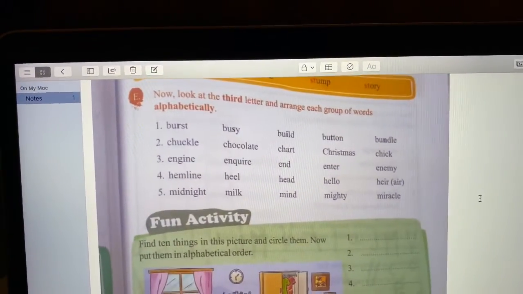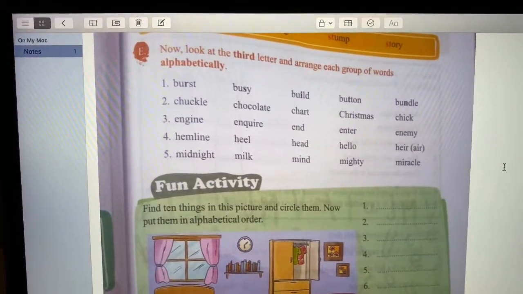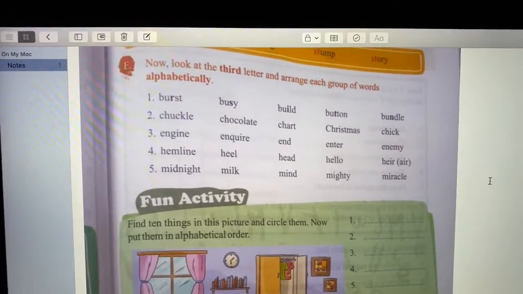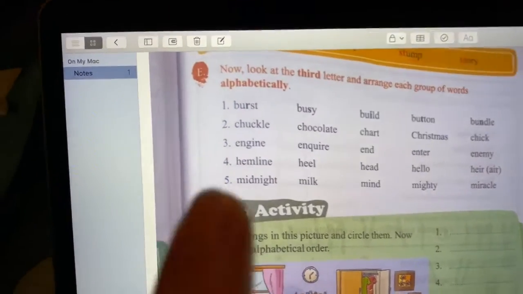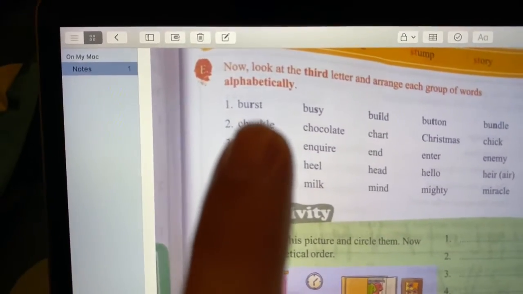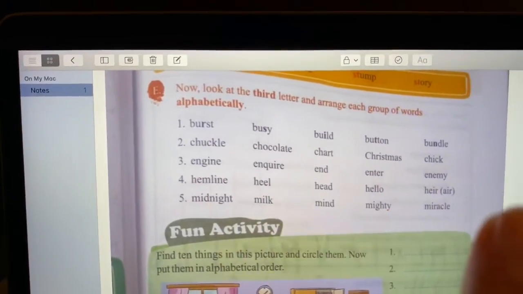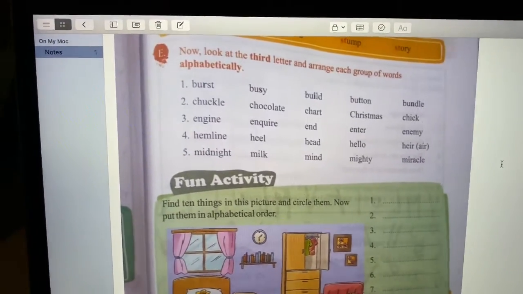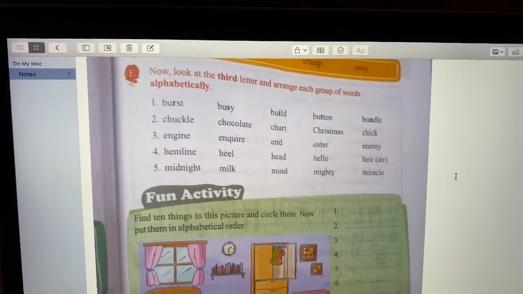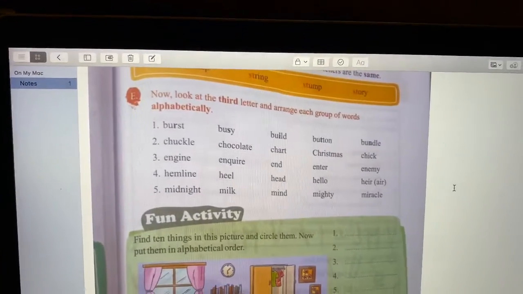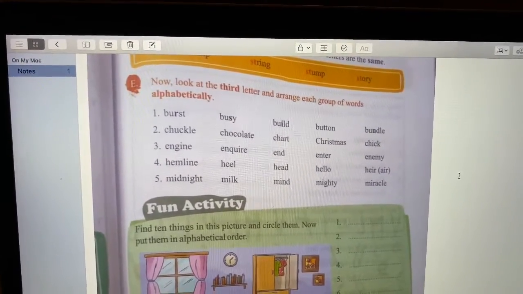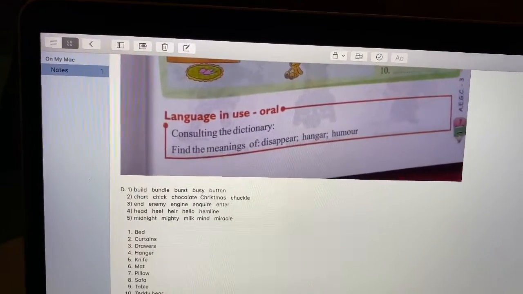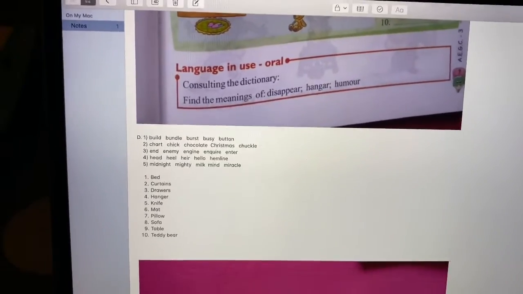Moving on to the next exercise, you now have to look at the third letter and arrange each group of words alphabetically. So over here you need to arrange them looking at the third letter. Over here the first one is already highlighted, R, S, I, T and N. So you need to put these in order using the third letter in every word. The first one says burst, busy, build, button and bundle. In order, the first one is going to be build, bundle, burst, busy and button.